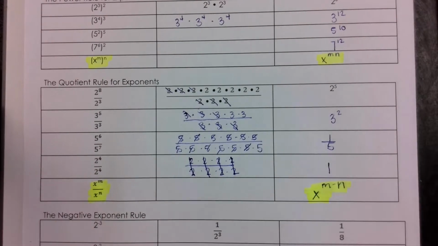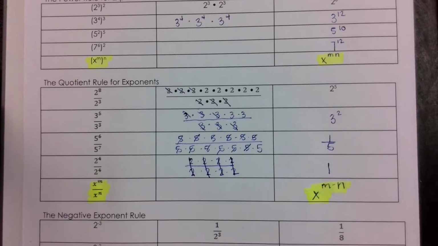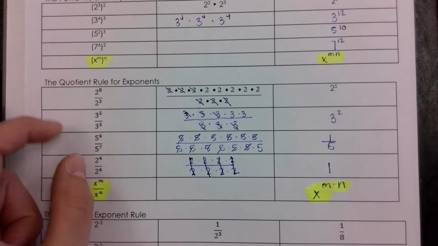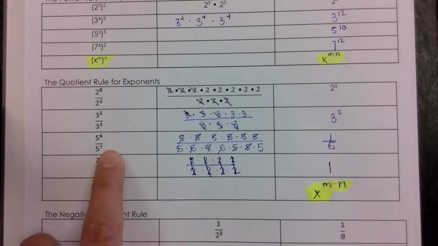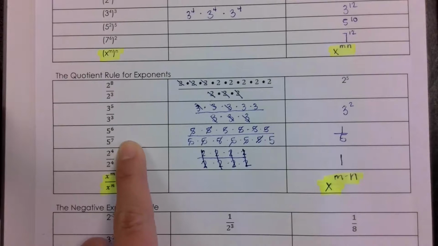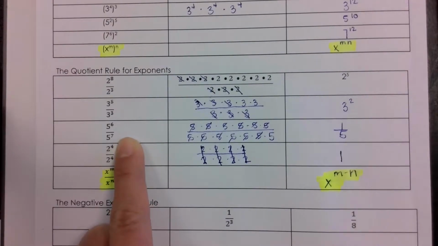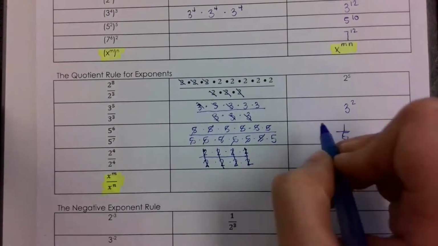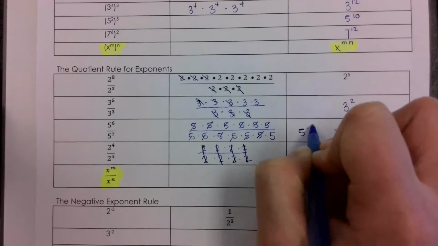I want to go back to the middle 2 right here. So on this one, if we do 6 minus 7, what is that? So this should be like 5 to the negative 1. Is that what we wrote?